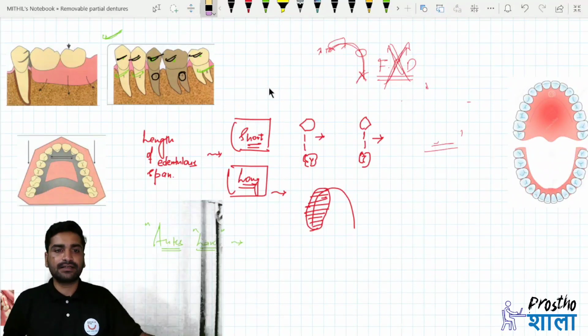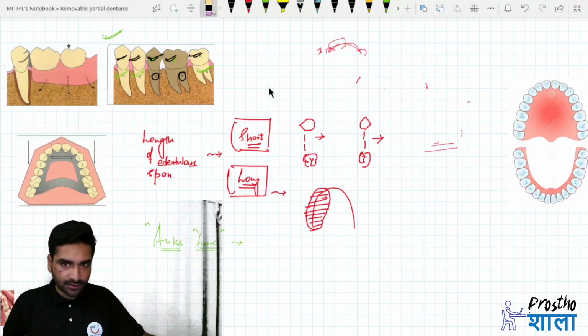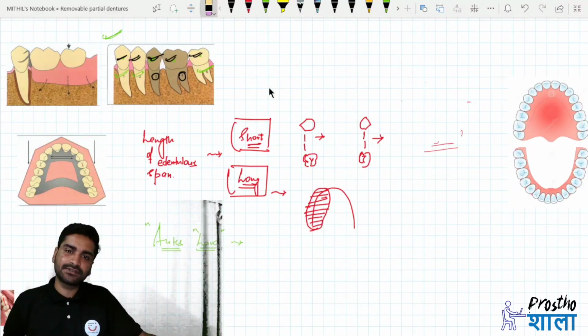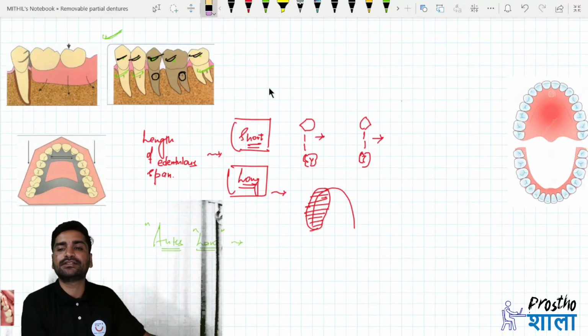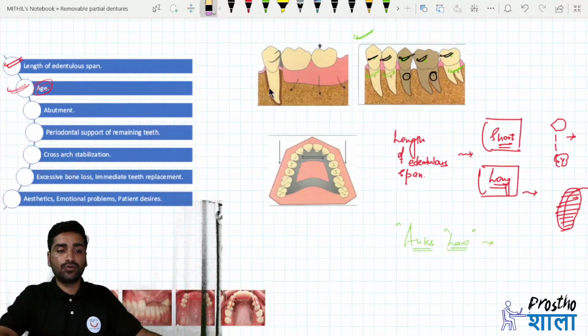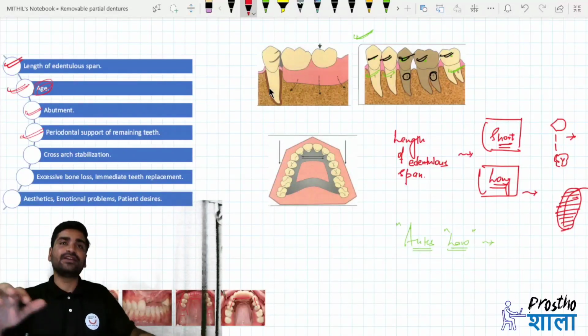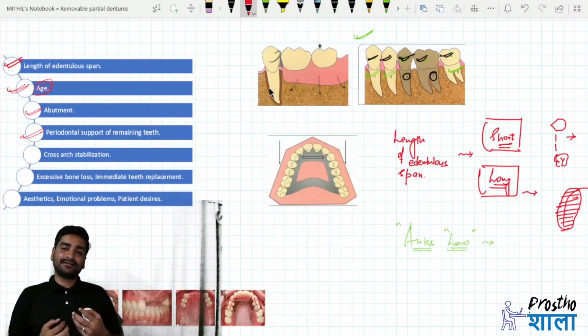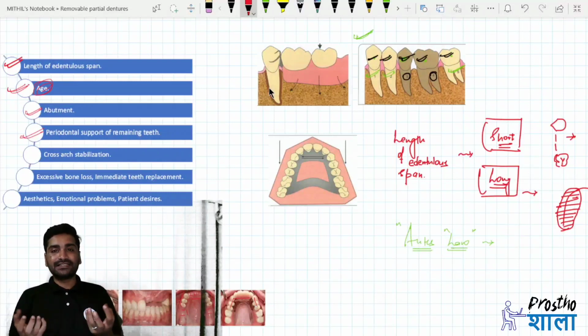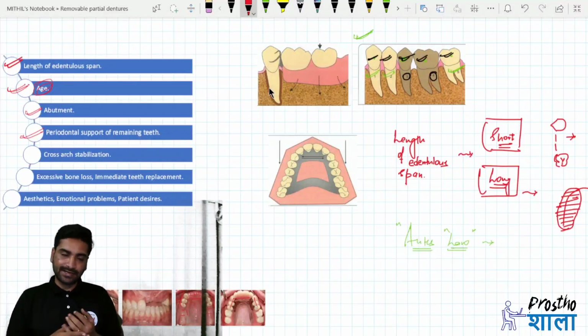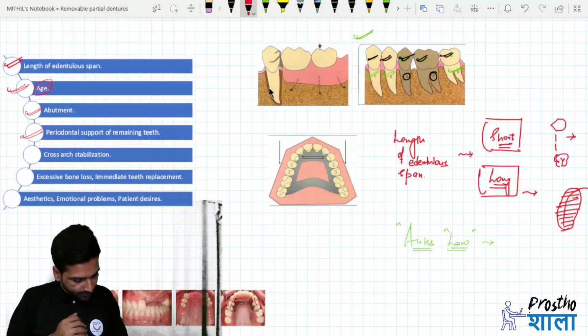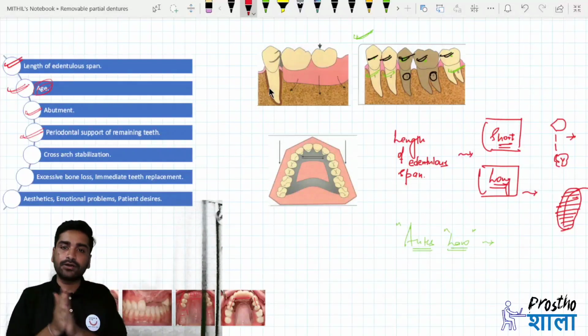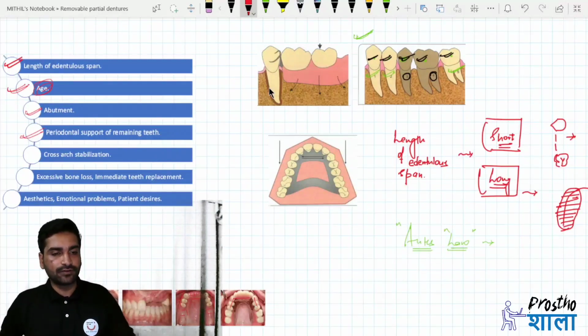Then there is something called periodontal support of the remaining teeth. Sometimes you will feel that the periodontal support of the teeth is not good. There is a larger amount of bone loss present, vertical or horizontal bone loss, right? And you feel that the teeth are not yet sound enough or ready to withstand the force of a fixed partial denture, right? So in those cases also you might have to select the option of a removable partial denture. So if the periodontal support is not good, you will have to think twice before going with a fixed option.